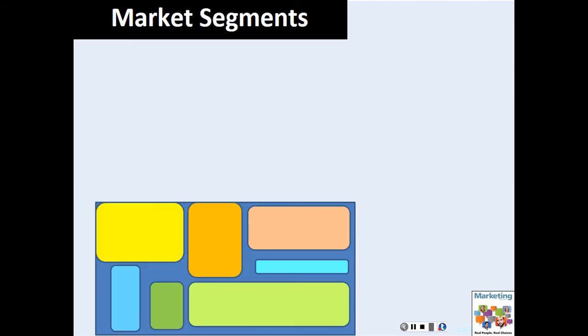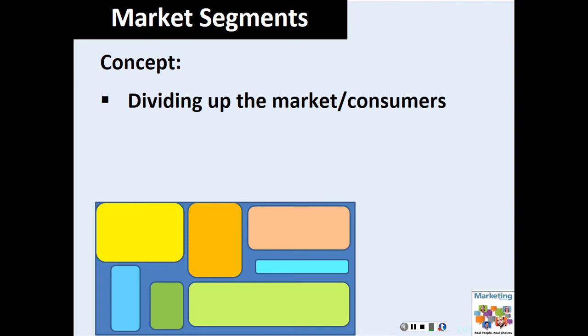All right, so first let's talk about the concept. The concept basically is that we want to divide up the whole market, all of the consumers in the country or in the world, whatever be our market for our product. Rather than treating that market as one singular entity, we want to divide it up, like in this figure here.